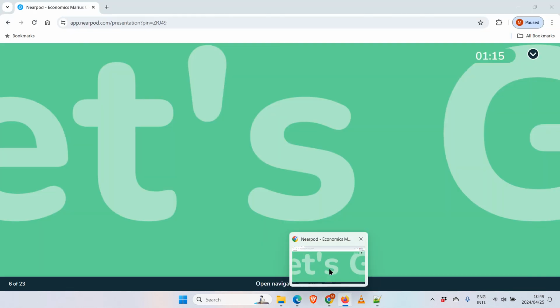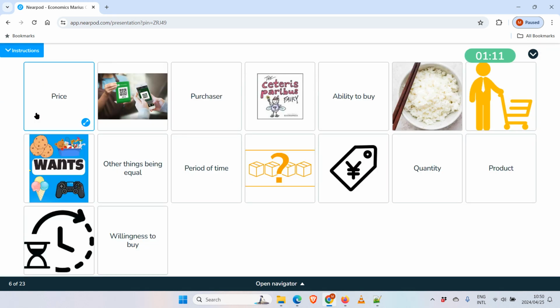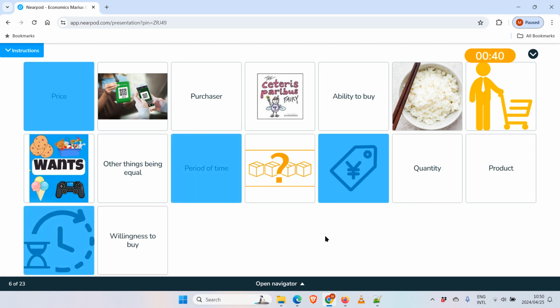Let me go look at the student screen. This is what the student will see, this matching task. The student will see some terms and some images that they have to match up. Let me just do one or two. Okay, and these two are correct, so that is reflected as a tick mark. Let me do another one. Right, this one and that one.